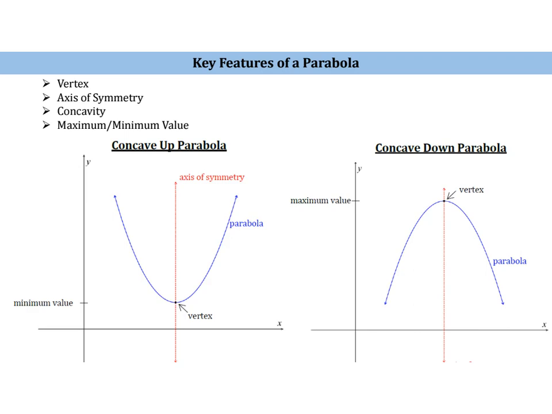If it's concave up, we have a minimum value. The minimum value corresponds to the vertex, and it's the y value of the vertex. Likewise, if our parabola opens downward, then our vertex is at the top, and its y value corresponds to a maximum.